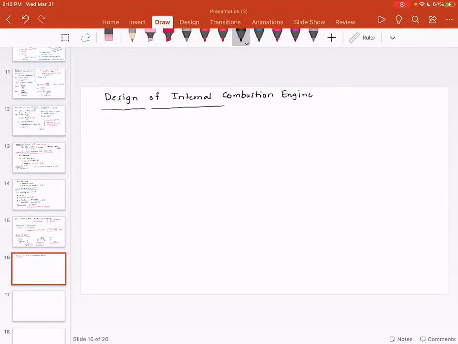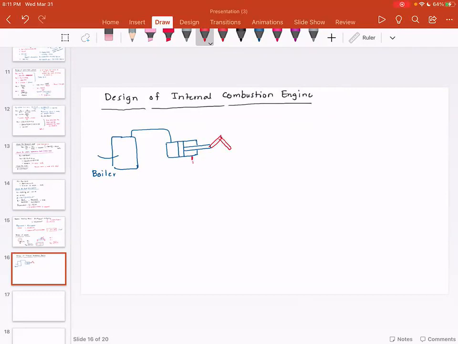So first and foremost, let's understand what is the difference between an internal combustion engine and an external combustion engine. So think about a steam engine. A steam engine has a boiler. And what happens is this high pressure, high temperature steam enters the piston and cylinder assembly, and then this piston and cylinder assembly rotates this crank.